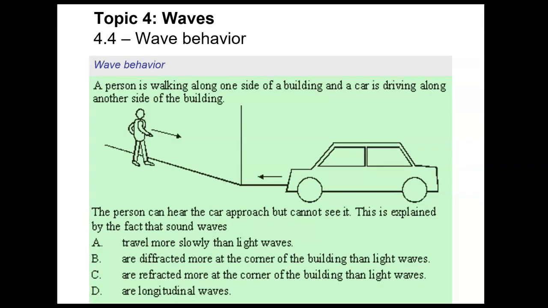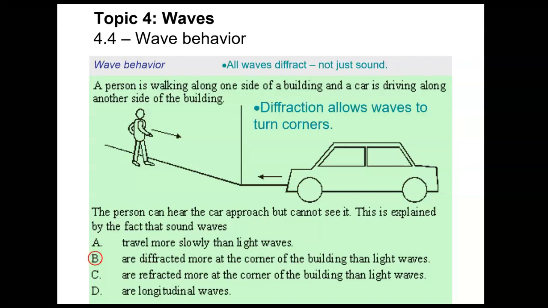Okay, so here is another simple example. A person is walking along one side of a building, and a car is driving along another side of the building. The person can hear the car approach, but cannot see it. This is explained by the fact that sound waves, what? Okay, well, we're talking about diffraction right now, so clearly the answer is B, since it has to do with diffraction.